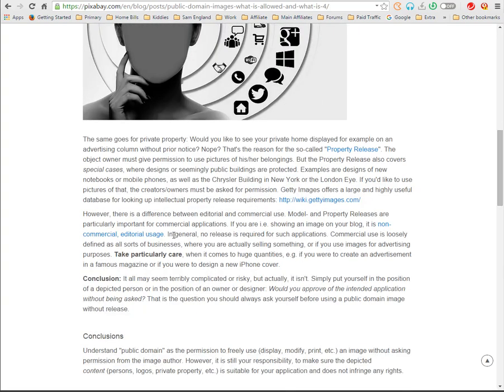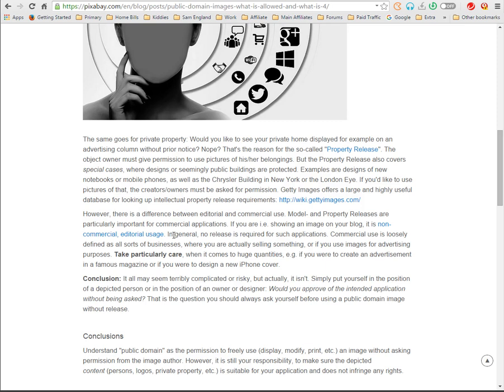The same goes for private property. Would you like to see your private home displayed in an advertisement without prior notice? This is the reason for the so-called property release. The object owner must give permission to use pictures of his or her belongings, but the property release also covers special cases where designs or seemingly public buildings are protected.